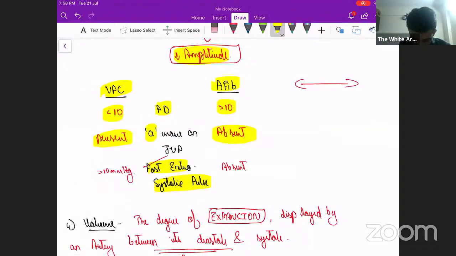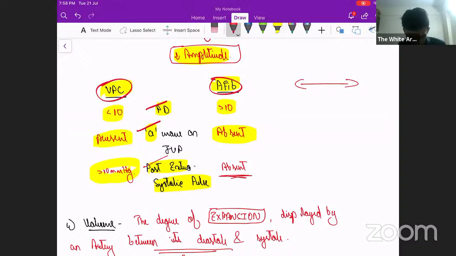It is greater than 10 mm Hg because of the compensatory pause that is present. But that won't be present in case of atrial fibrillation. There is hardly any pause. There is no place for the heart to recover itself. So that is absent. So these are the points that are used to differentiate a VPC from atrial fibrillation.